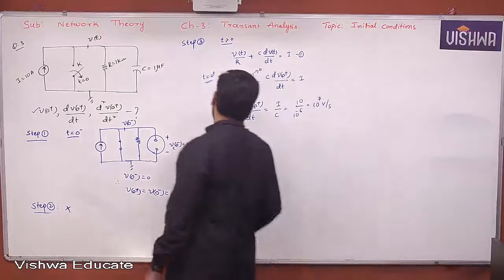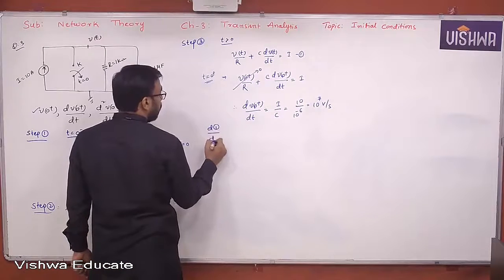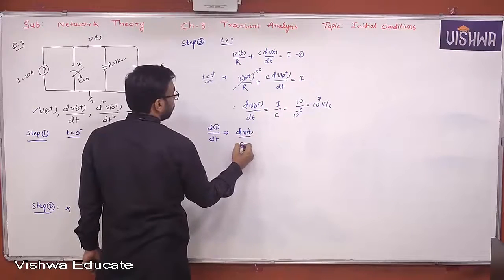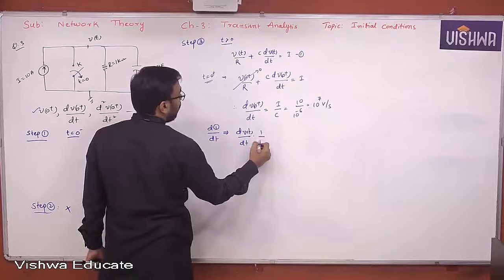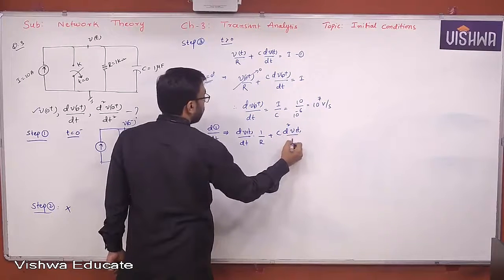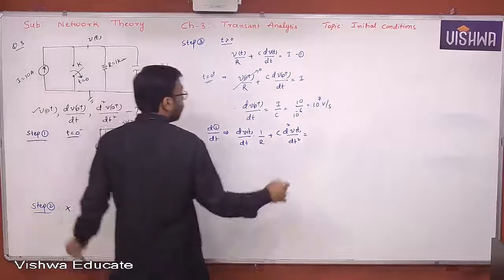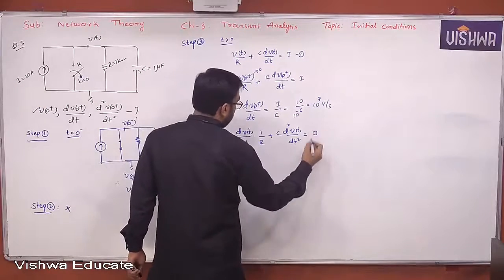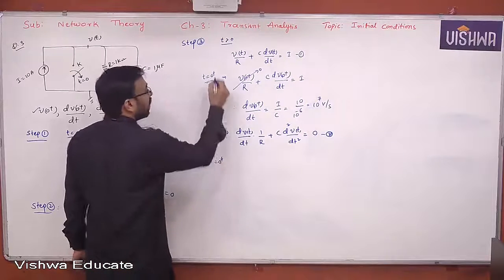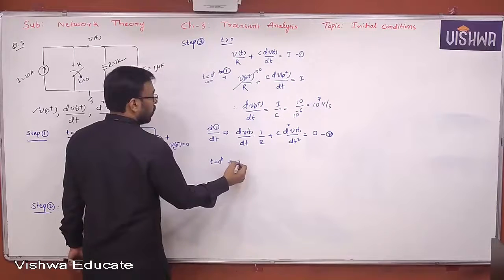Next, we want the higher order. Let us again differentiate equation 1 with respect to t. It will give you dV of t by dt into 1 by R plus C d square V of t by dt square is equal to, since it is a DC, a constant value, therefore it will become 0. Let us take it as equation 2. Now let us apply t equal to 0 plus to equation 2.